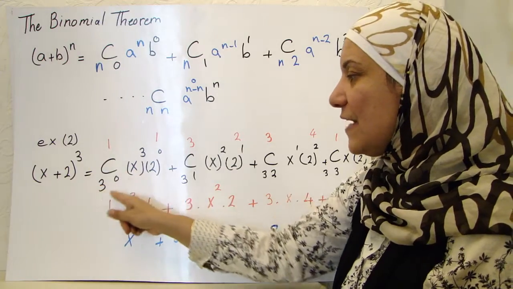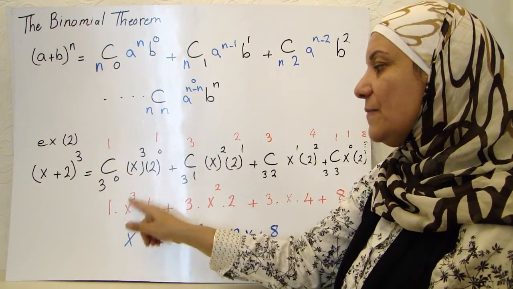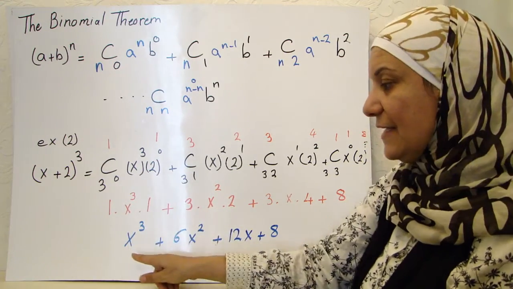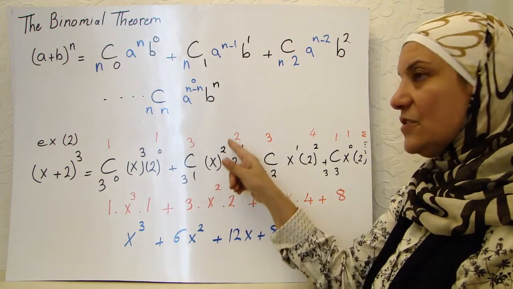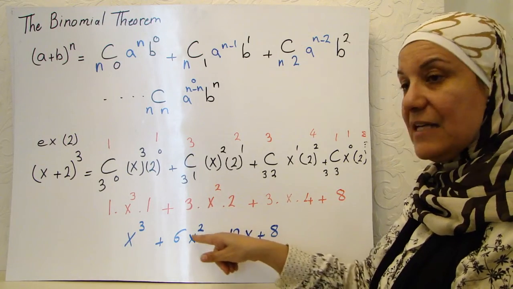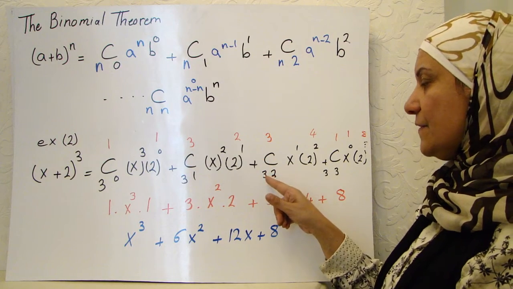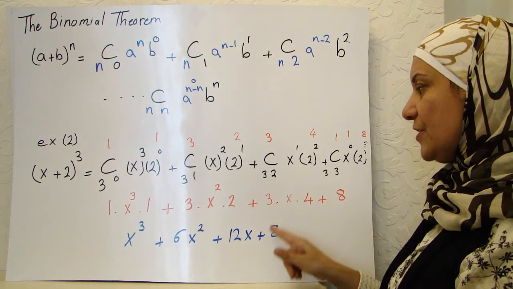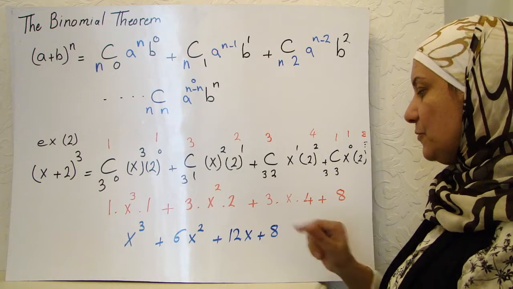Okay, and then I'm going to have all those together. 3C0 is going to be 1. x to the power of 3 is x to the power of 3, and 2 to the power of 0 is 1. So this term is x cubed. 3C1 is 3, x to the power of 2, and then 2 to the power of 1, which is 2. 2 times 3 is 6, and then I'm going to have x squared. My third term, 3C2, which is 3, x to the power 1, and then 2 to the power of 2, which is 4. So I'm going to have 4 times 3, which is 12, and then I put my x.